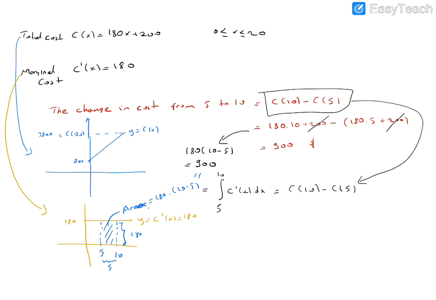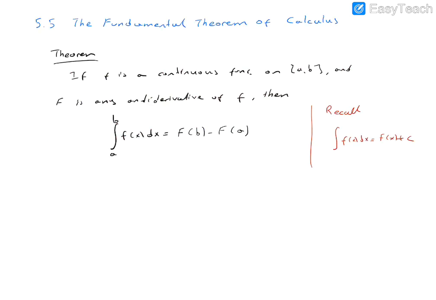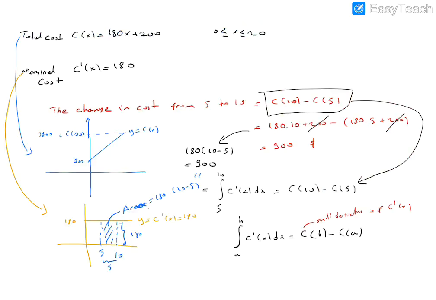So as you see, we can conclude the integral from a to b of c bar x dx equals c of b minus c of a in general, and here this c is an antiderivative of c bar x. So as a result, we obtained this theorem, which is known as the fundamental theorem of calculus.